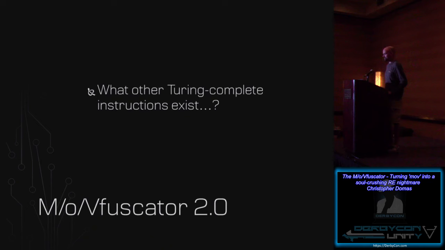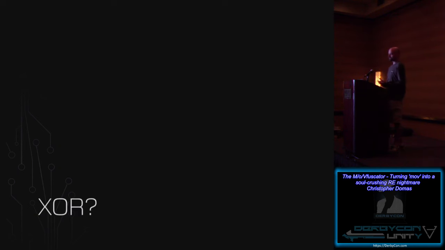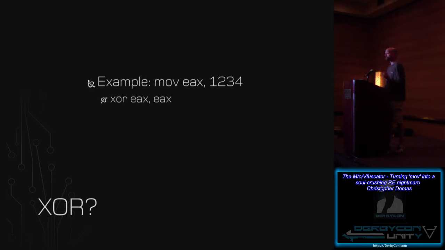But it was a lot of fun to work on, and it got me thinking, what other Turing complete instructions exist? We know move is Turing complete, so what else is like that out there? Well, it seems obvious that XOR must be Turing complete if move is Turing complete. Because if you think about something simple, let's say we wanted to move the value 1234 into the EAX register, we could do that with just a pair of XORs instead. We could XOR EAX with itself to clear it out, and then XOR EAX with 1234 to get EAX set to 1234. So with just a pair of XORs, we can simulate a move.